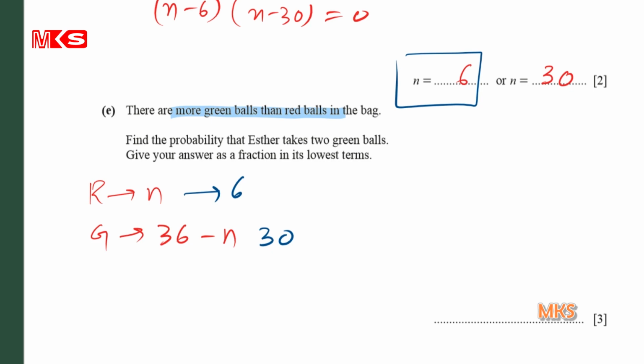So two green balls means first 30 over 36 times 29 over 35. By using the calculator, 30 over 36 multiplied by 29 over 35, that is 29 over 42.